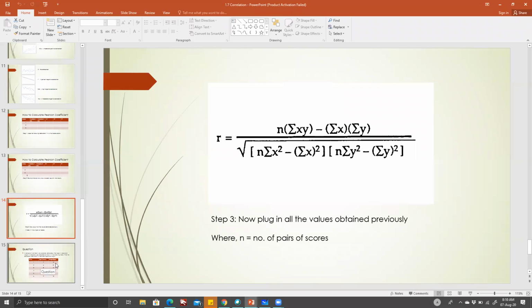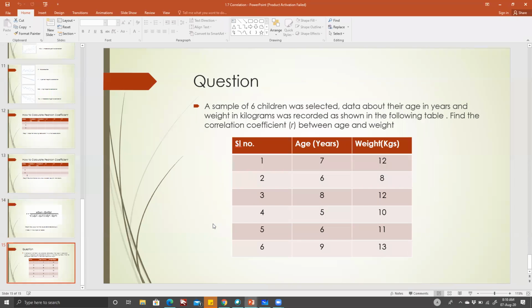Okay, and this is the data. So please note down the data as well, or you can take a screenshot. The serial number you can ignore, that is just an index, or just the number of rows. And you have to just find the correlation between age and weight. So it is a sample of 6 children, and their age in years and weight in kilograms was recorded in the following table. And the correlation coefficient r between age and weight you have to find. Again, it's a sample, so we will call it small r. There are 6 pairs of values. So why don't you guys get started?